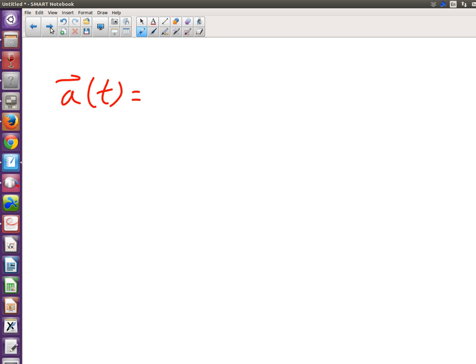Alright, so the acceleration is not changing, so leave it. Uniformly accelerated motion: the acceleration is a constant. It could even be 0 instead. Alright, what about V of t?